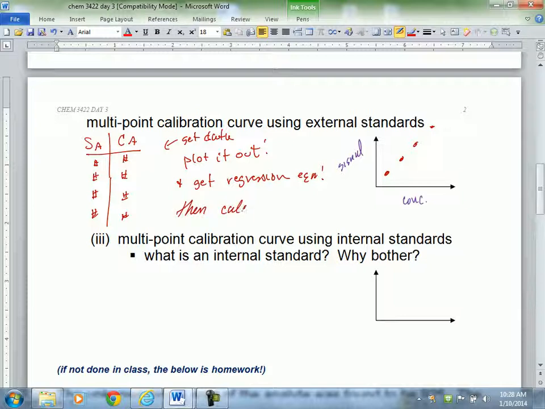Then you can calculate your concentrations. I guess I could write C_A. Calculate the concentrations of your unknowns. So when I say get the regression equation, I'm really talking about getting what variables? Get little m and b. That's all you're doing for getting the regression equation.